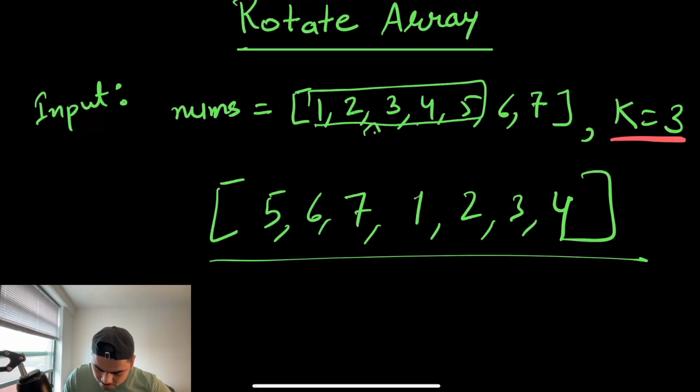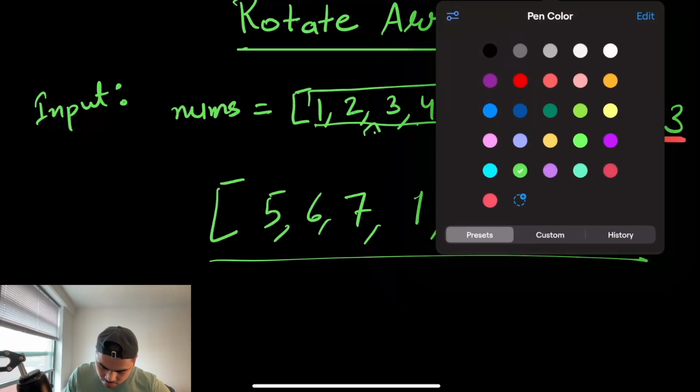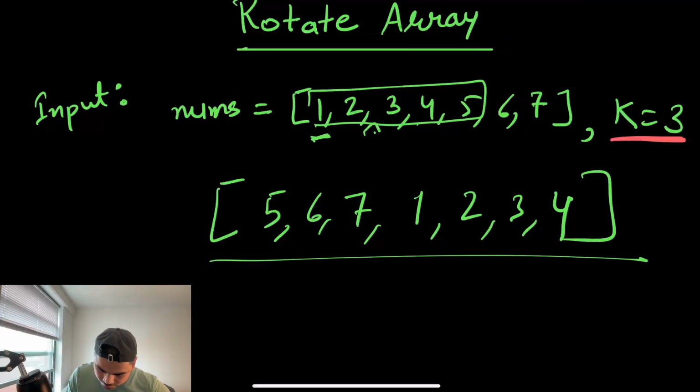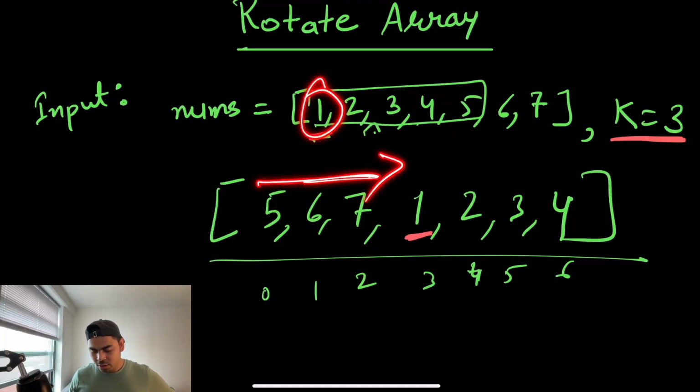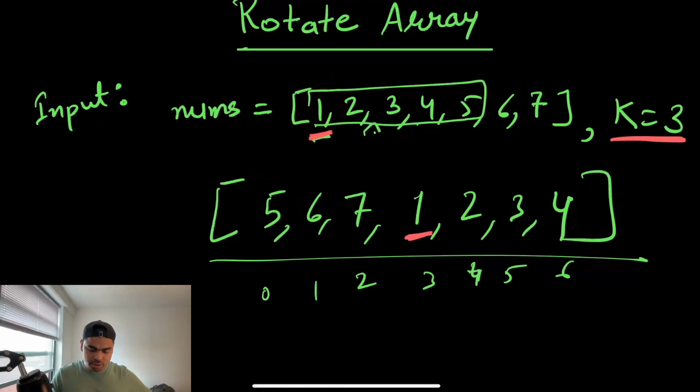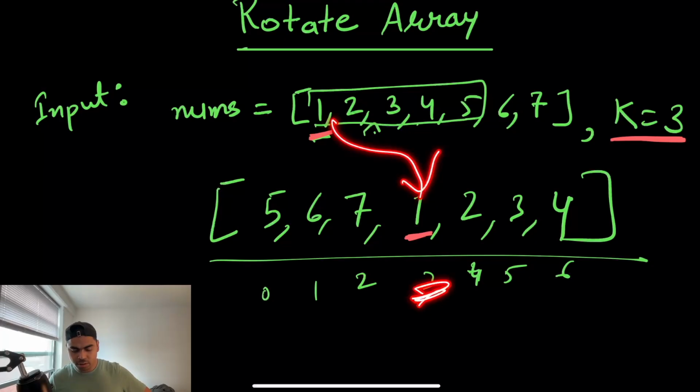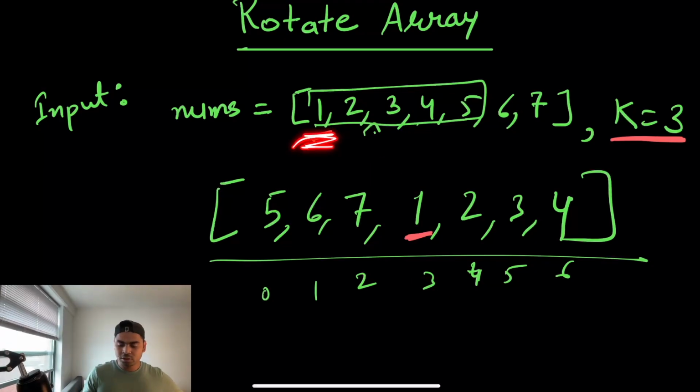But if you see the position of 1 here, and the position of 1 over here, given that this is index 0, 1, 2, 3, 4, 5, 6, this has been moved by 3 places towards the right. So this is coming over here. It came to the third index, right? From the 0th index, it came to the third index.